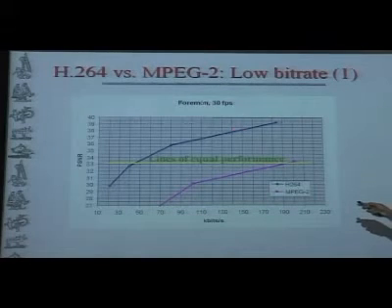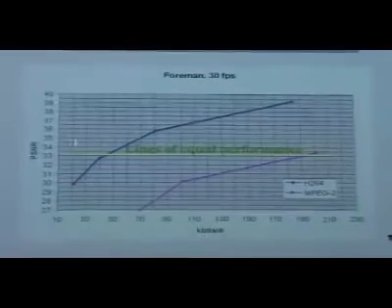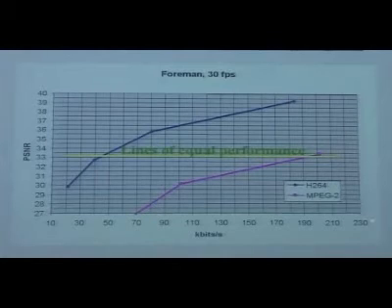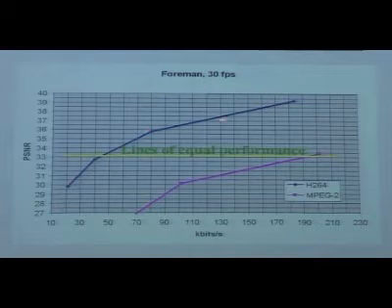Okay, this is on the Foreman sequence, 30 frames per second. This is signal to noise ratio. The higher you are, the better. And this is the bit rate. Okay, MPEG-4 is in purple, H.264 is in blue.